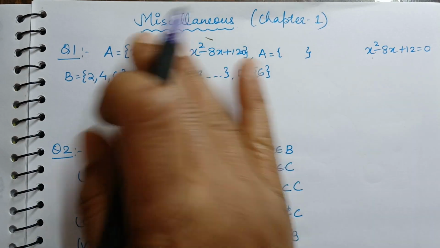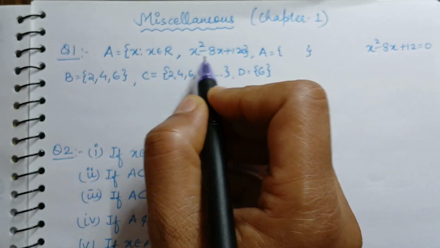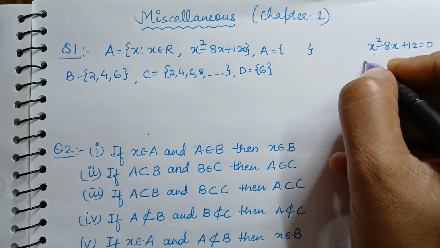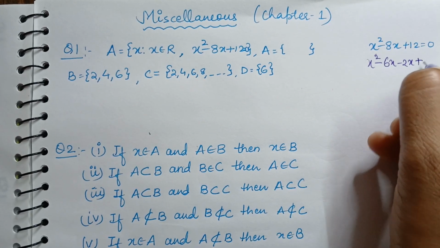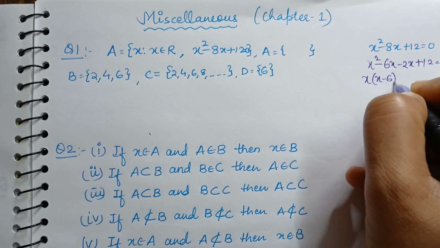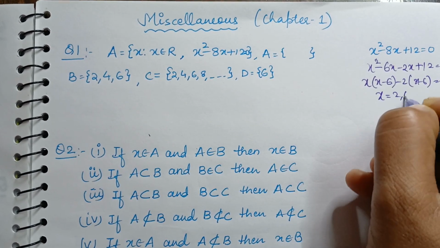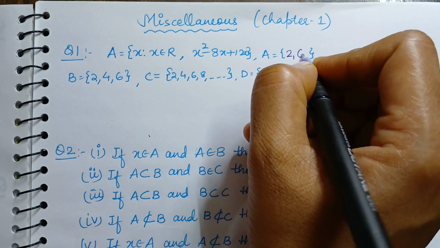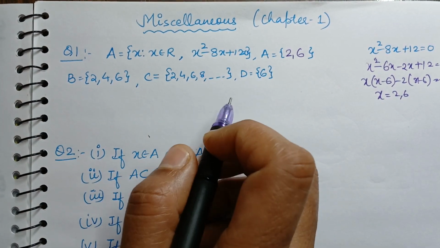So what we do, we will first write A also in roster form. So x square minus 8x plus 12, what will be the factor? x square minus 6x minus 2x plus 12 is equal to 0. So we will find x minus 6, x minus 2, x minus 6 is equal to 0. x will be 2 comma 6. So we will write A as 2 comma 6. Now we will check which sets are subsets of other sets.